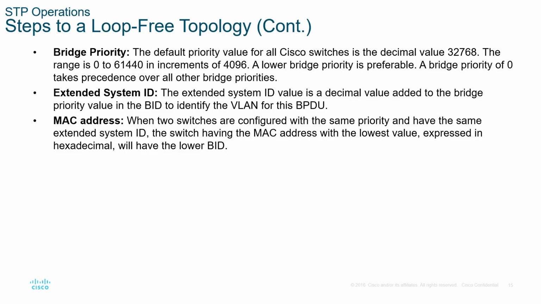In other words, any value that is not a multiple of 4096 cannot be assigned as a bridge priority on a switch. Now, the extended system ID is basically a decimal value added to the bridge priority value, and it's there to identify the VLAN for the specific BPDU.